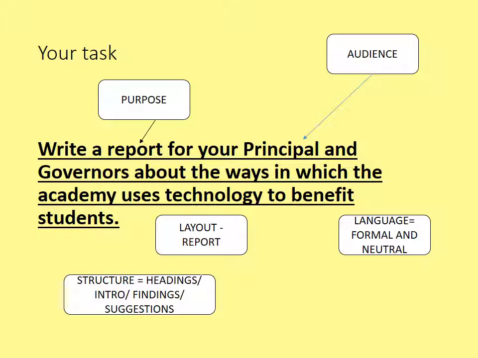And then I want you to think about the structure, which is part of the layout really, which is that you're going to have headings, you're going to have an introduction, you're going to have some findings, and you're going to have some suggestions. Because what I want you to remember is that a report tends to get commissioned. That means somebody asks for it to be written because there's a problem. Just assume there's a problem and go looking for problems. Write about problems with things, and then you can be the hero actually and come up with all sorts of solutions for them.